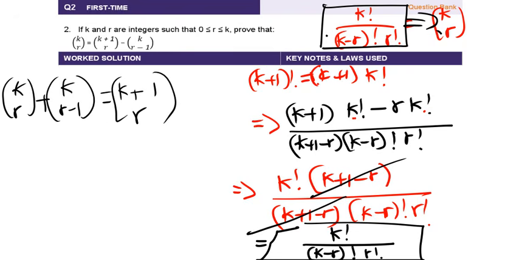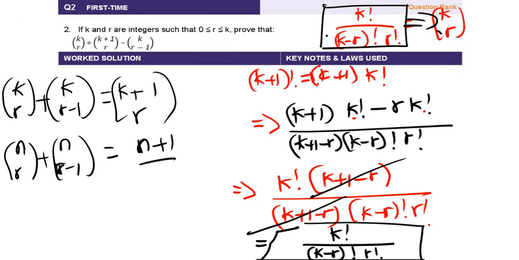They can use different letters. Sometimes they can use n. They can even tell you n choose r plus n choose r minus 1 is equal to n plus 1 choose r.